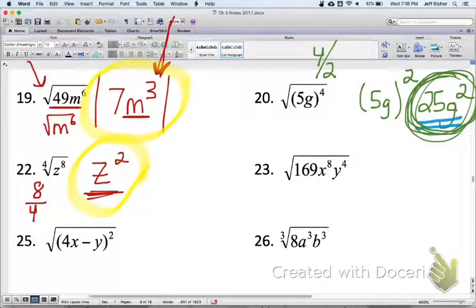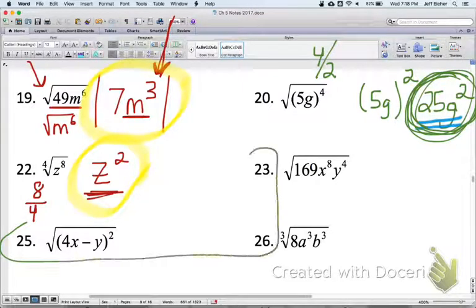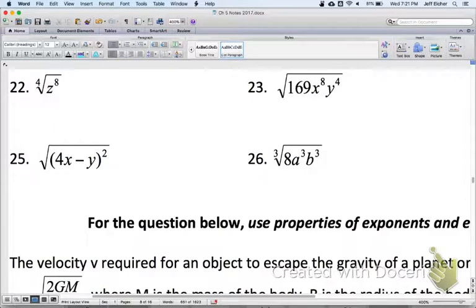How about you pause this video and try 25, 26, and 23. And once you get your answers, compare them with your neighbor to see if you agree and you're both understanding everything. And my last caution, remember to use absolute value bars when appropriate. I don't want you just putting absolute value bars around everything. So pause this video and try those out. All right, we are back.